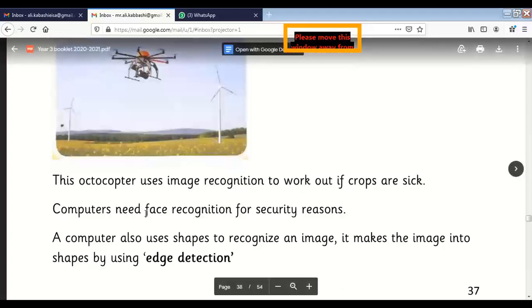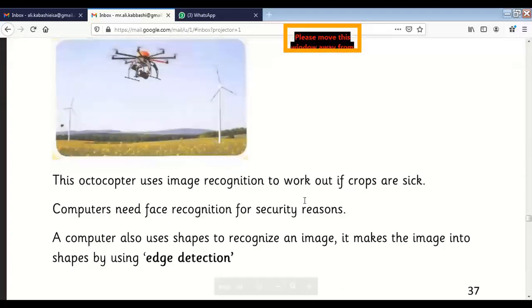Computers need face recognition for security reasons. Just like on the new phones, there's a security feature where your phone opens with your face recognition. It can recognize your face by seeing the edge detection.